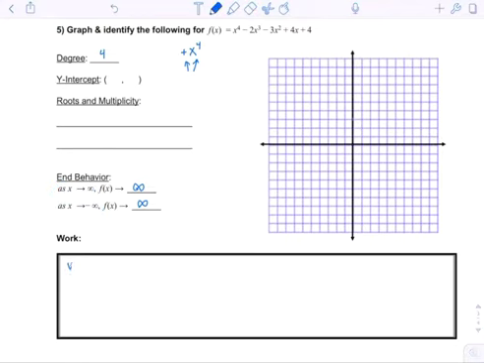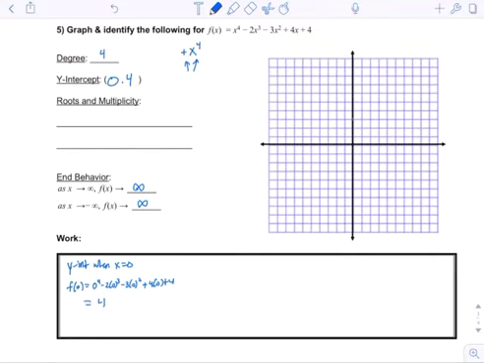Now the y-intercept, again, that's when x is equal to 0. So f of 0 is going to equal 0 to the 4th minus 2 times 0 to the 3rd minus 3 times 0 to the 2nd plus 4 times 0 plus 4. And all that's going to equal 4. So (0, 4).